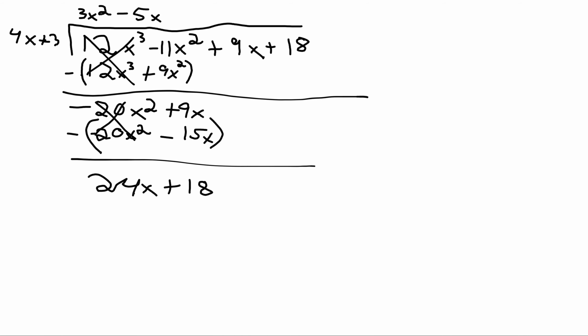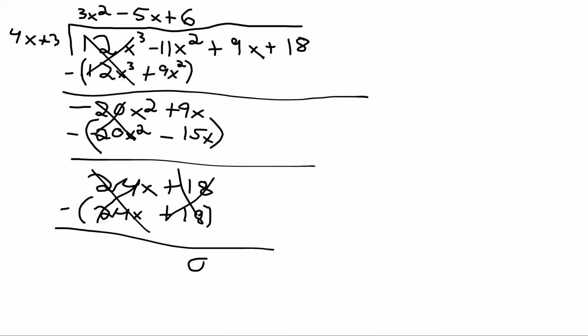So we do the process one more time. 4x times 6 equals 24. Plus 18, we know that 3 times 6 is 18. When we distribute the negative, both of these cancel out, which means that we have a remainder of 0.